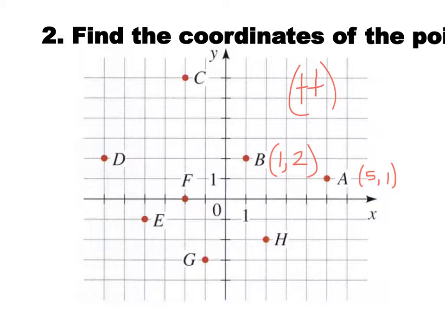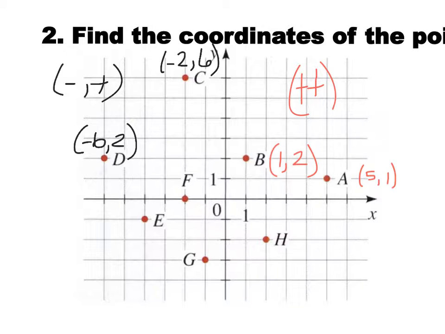For C, I went left 2, up 6, so negative 2, 6. Guys, remember, it's always left and right, then up and down. What about D? Negative 6, 2. Everything in this quadrant, this happens to be quadrant 4, is negative, positive.